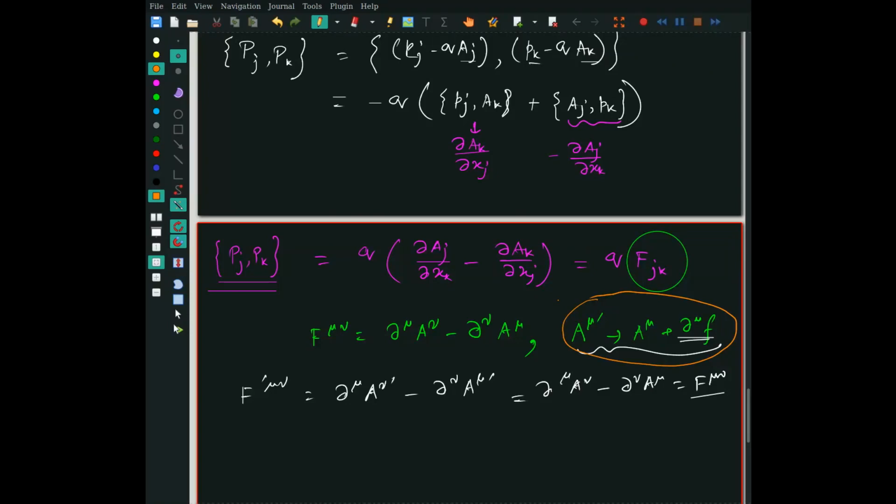But the advantage of working with this field tensor, F mu nu, is that it doesn't matter in what gauge you are working, whether you are working with A mu or A mu prime, F mu nu is a quantity that remains the same. So F mu nu is a gauge invariant quantity. It does not depend on gauge transformation. The complete electrodynamics can be reverse engineered by demanding this.